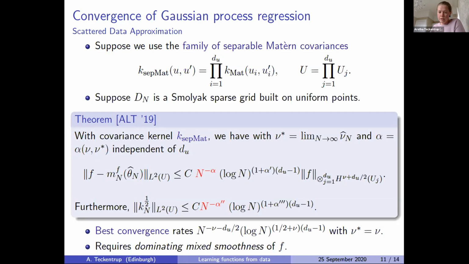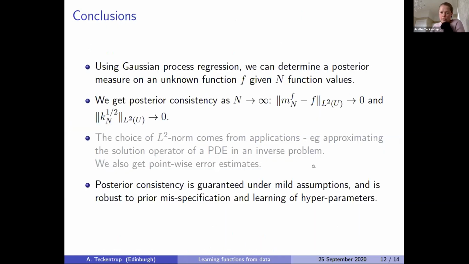All right. So that was really all I wanted to say. I have some conclusions here. The only thing I always like to point out is that you really don't need very strong assumptions, and you don't really need to estimate your hyperparameters very well in order to still get posterior consistency. So you do still recover the function F as n tends to infinity, even if you include the learning of hyperparameters and you have some misspecification in the prior.